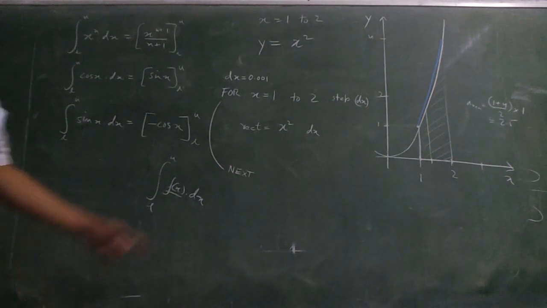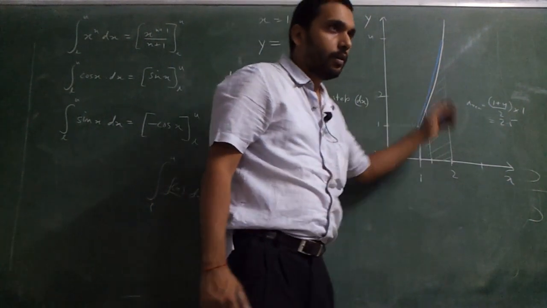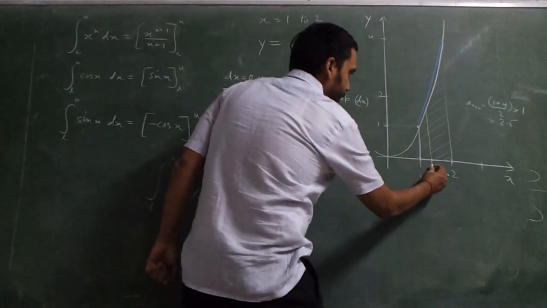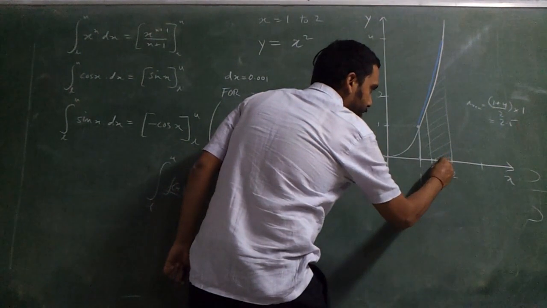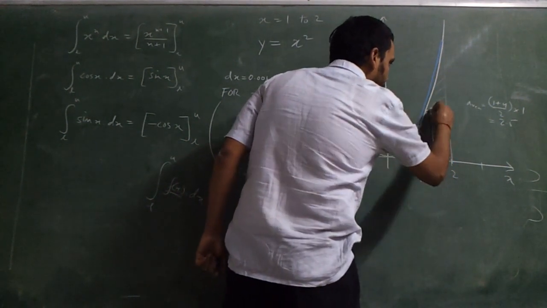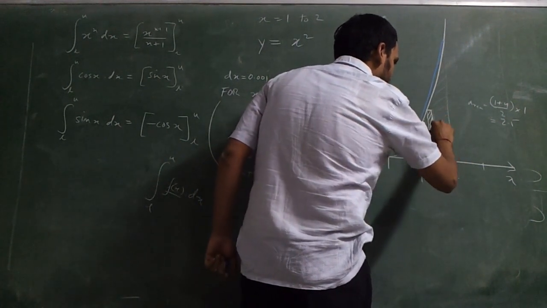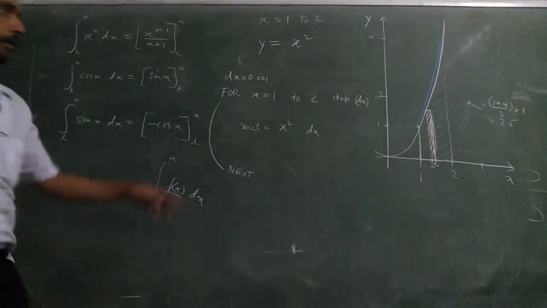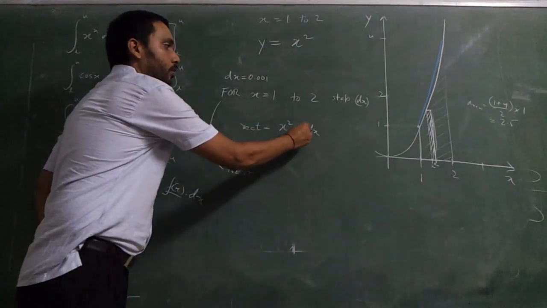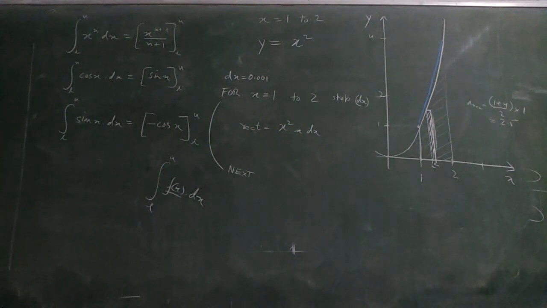At 1 the height is 1 square. At 2 the height is 2 square. At 1.5 the height is, so at say this is x, the length is dx. What is this rectangle's area? This rectangle's area is x square into dx. In your computer you will write x square as x into dx. Get the point?